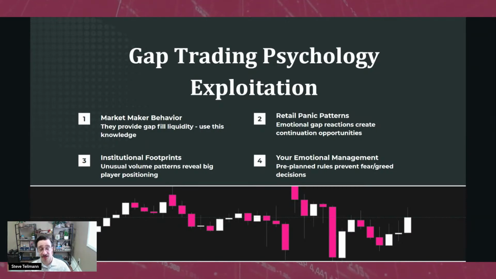Alrighty. So in terms of market maker behavior, they provide the gap fill liquidity. And they like to do this because, remember, market makers get paid off of the number of transactions, not on whether a price goes up or down, because they are constantly on both sides of a trade. They're buying low in a range, they're selling high in a range. They're basically providing the liquidity to the other side of the active traders.